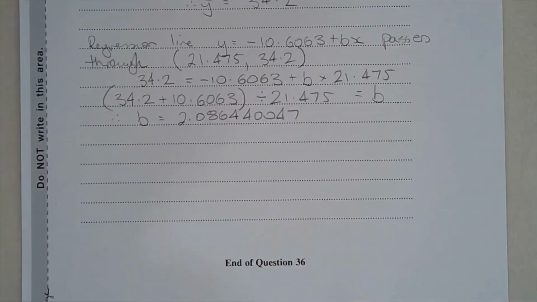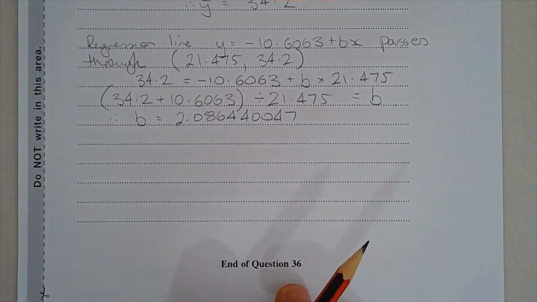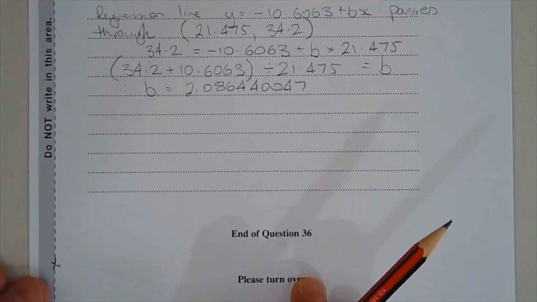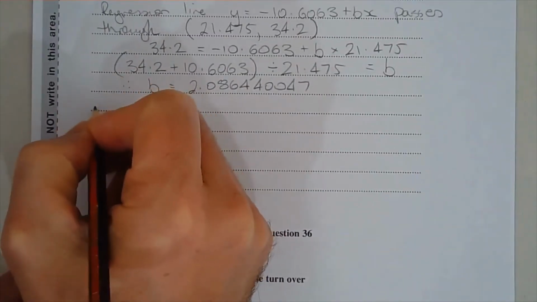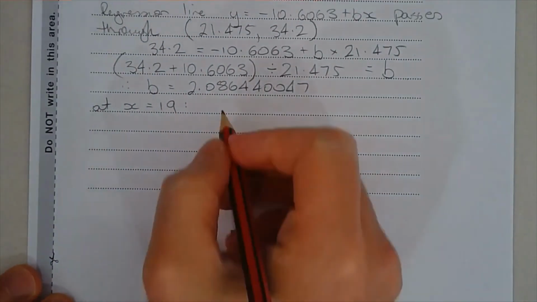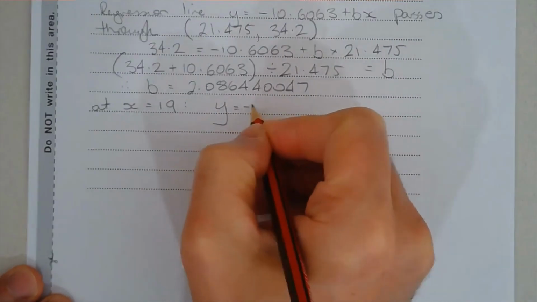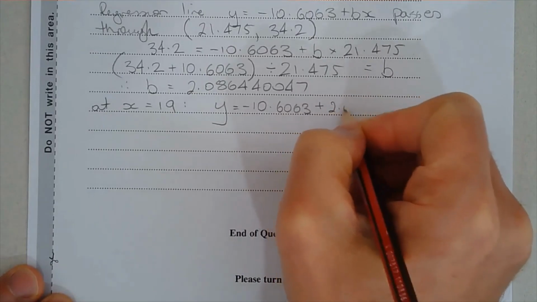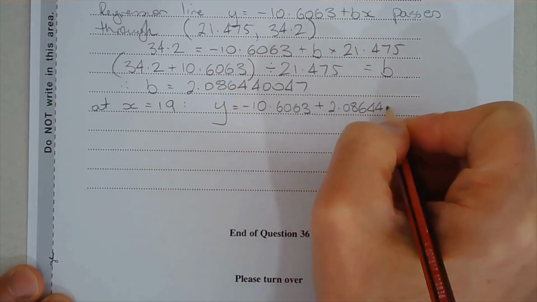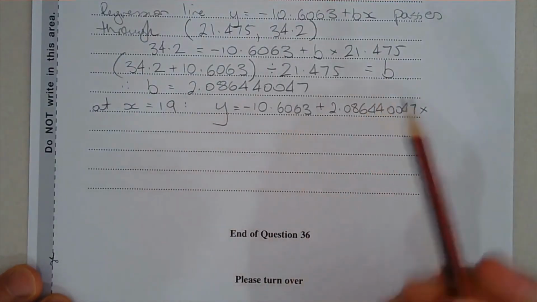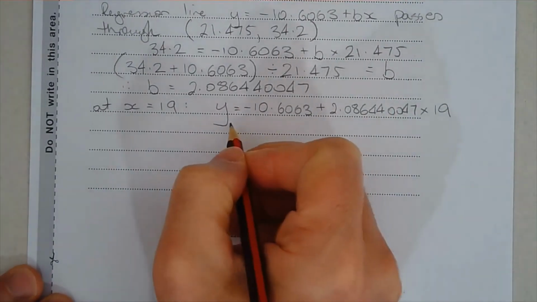Now that we have the gradient of the line, we can use this to answer the question. We want to calculate the number of chirps in a 15-second interval when the temperature is 19 degrees. So now, at x equals 19, we have y is equal to negative 10.6063 plus 2.086440047 multiplied by x, which is 19.